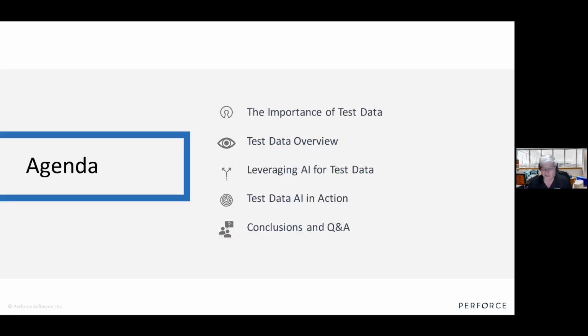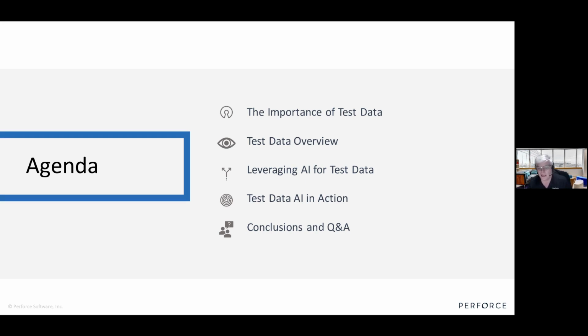So if we look at the agenda, to start with, we want to spend a few minutes going through what's the importance of test data. Also an overview of test data. So what is it? How do you generate test data today? And we're going to do a poll just to get some feedback as to how you're generating test data today, to help us understand as we move into the AI piece, how AI can help you.